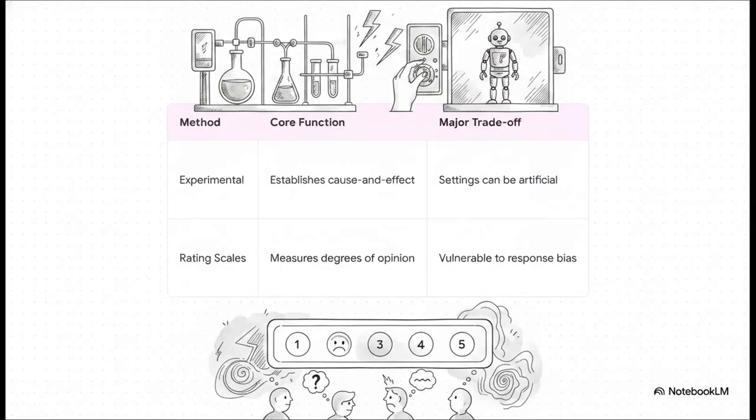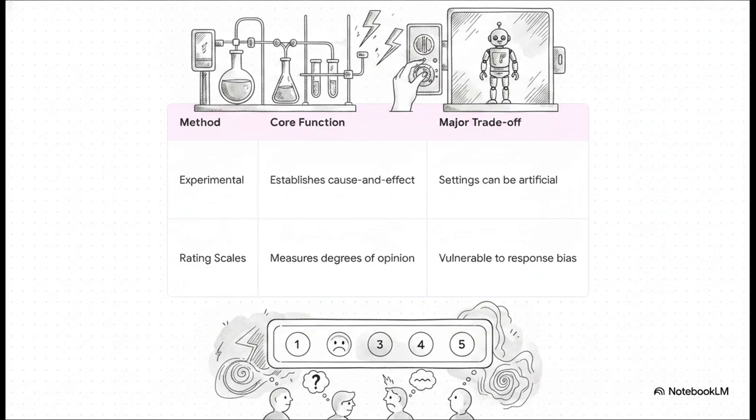Let's compare two other heavily structured methods here. The experimental method has one core function: establishing strict cause and effect relationships by actively manipulating variables. The major trade-off: highly controlled laboratory settings can be really artificial. They might not actually reflect how humans act out in the messy real world.